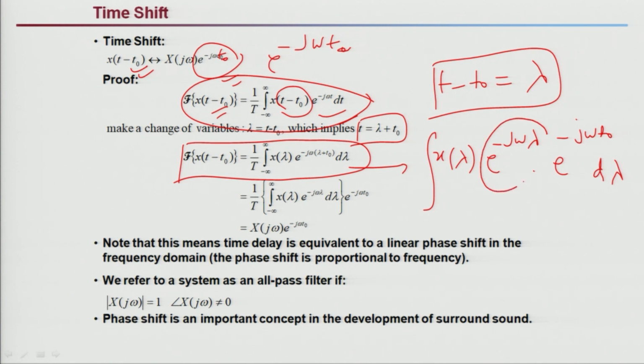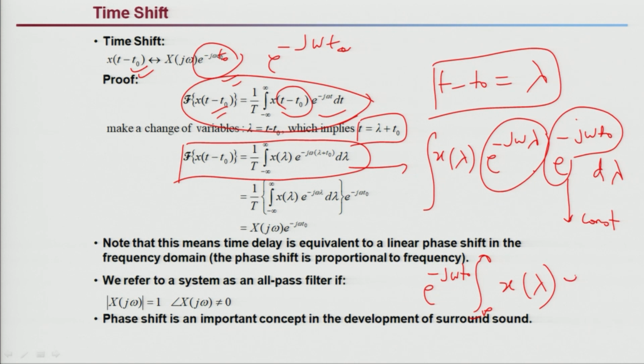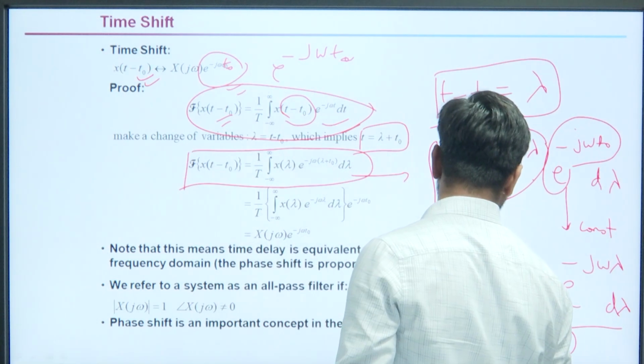So, as you can see, this is the variable, and this becomes a constant function. So, this can be taken outside the integration. This becomes e to the power minus j omega t naught, integral from minus infinity to infinity, and here it will come as x delta e to the power minus j omega delta d delta. So, this is X(omega) into e to the power minus j omega t naught.